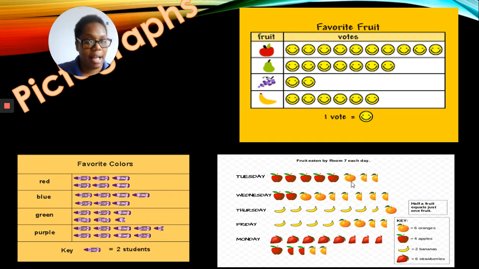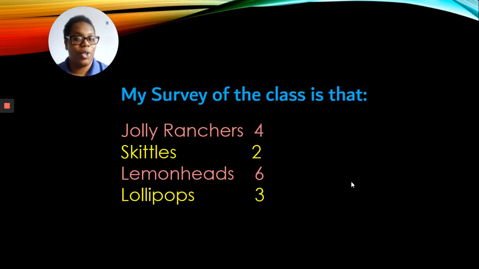So, I took a survey from the school store. I took a survey on how many kids like Jolly Ranchers, Skittles, Lemon Heads, and Lollipops. And this is the answer that I received. I received that 4 students or 4 scholars brought Jolly Ranchers, 2 scholars brought Skittles, 6 scholars brought Lemon Heads, and 3 scholars brought Lollipops. So if I'm making a pictograph, I'm going to use my data to create my pictograph.